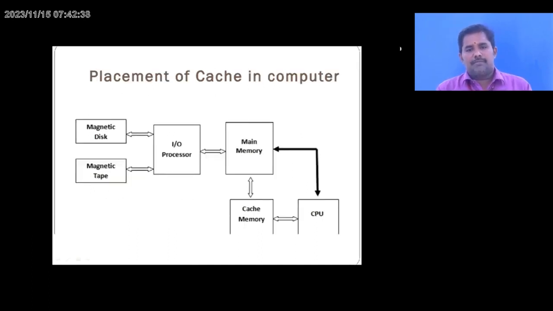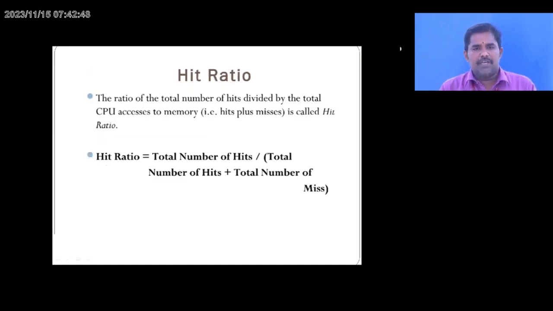This would be the placement of cache memory in between main memory and the CPU. The figure represents the placement of cache memory. Here the hit ratio is an important aspect. The hit ratio is the total number of hits divided by the total number of CPU accesses to memory, that is hits plus misses. So it is the total number of hits divided by the number of hits plus the number of misses.